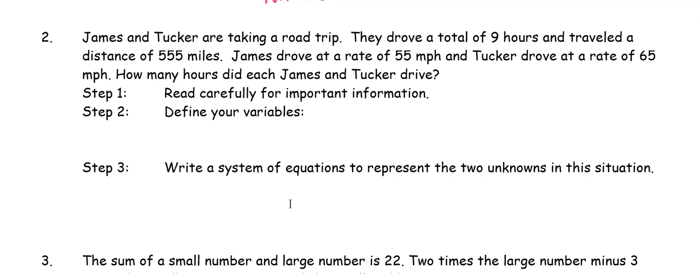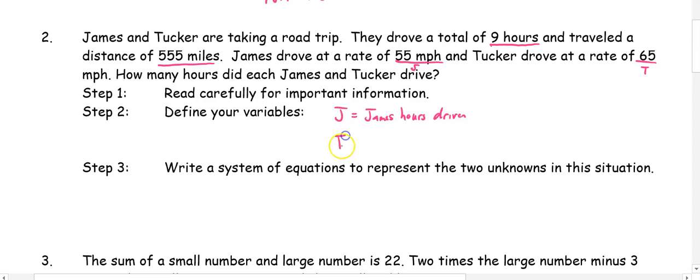So the two people that drove are James and Tucker. They drove for 9 hours for 555 miles. When each of them was taking a turn, they had different speeds. James drove at 55 miles per hour and Tucker drove at 65 miles per hour. So our variables here are going to be the people driving. So we have James hours driven and we have Tucker hours driven.